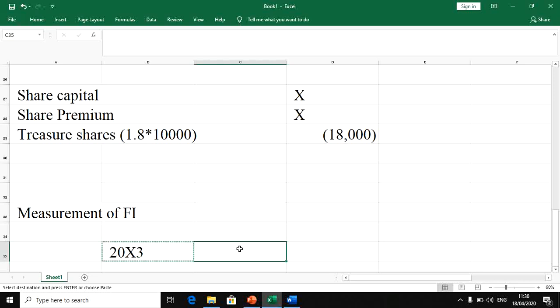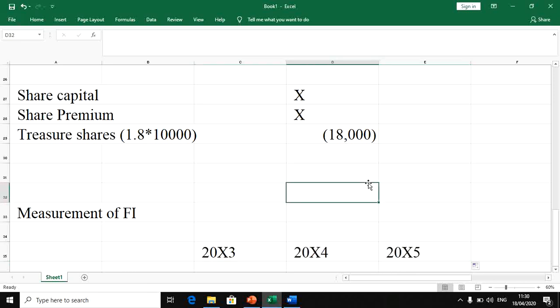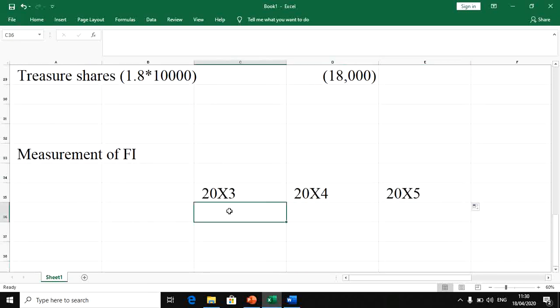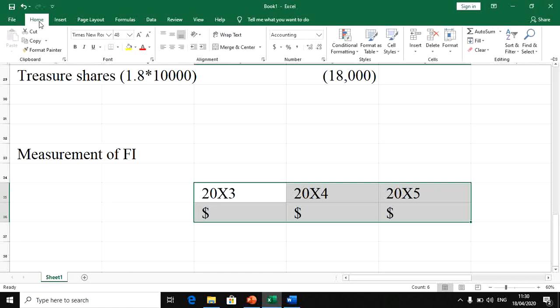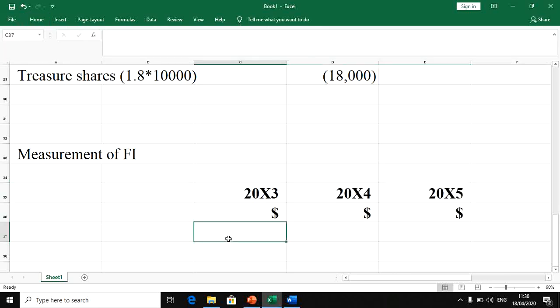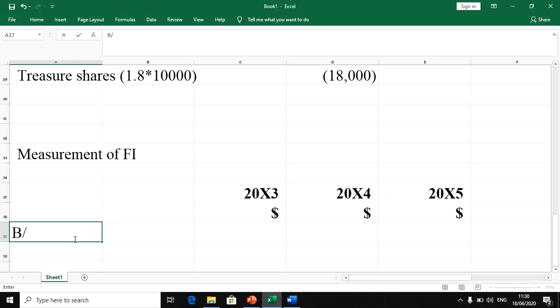Let me just show you. Let's drag this to the other side. What do we have here? Dollars. Right. Dollars. And I think I'll drag this as well. Alright, so brought forward, or starting figure, we can call this opening balance.